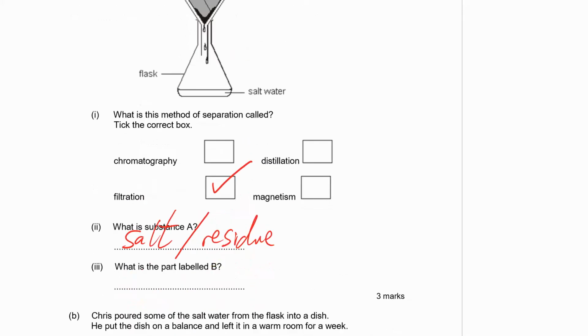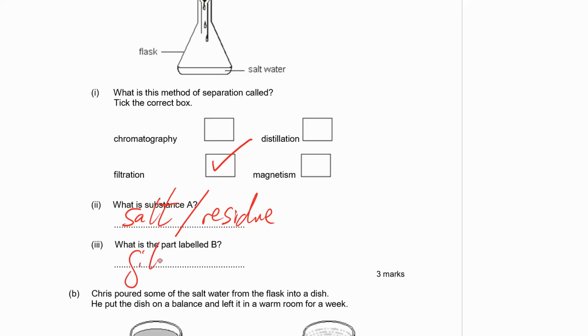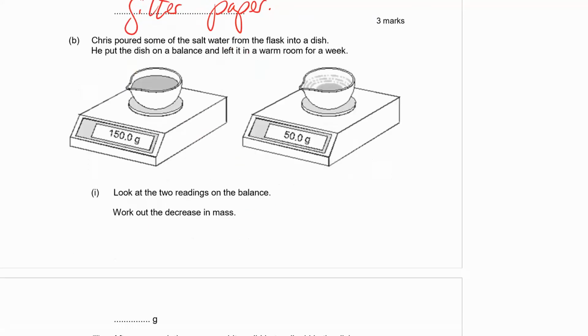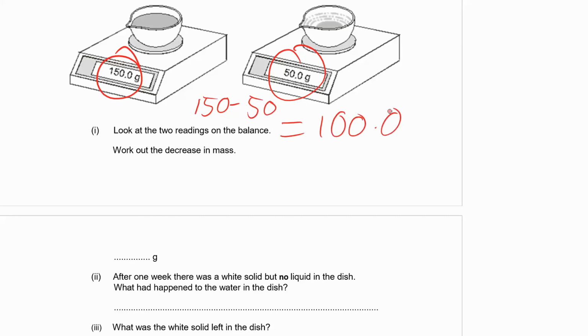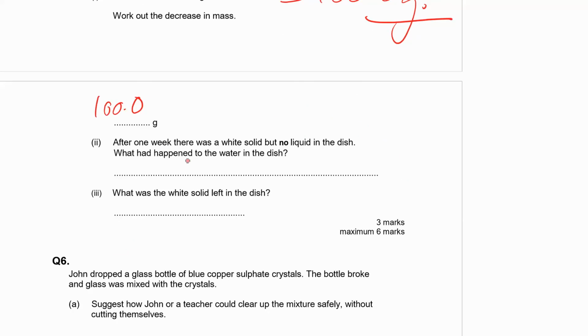What is the part labeled B? And that is the filter paper. Next question, look at the two readings on the balance, work out the decrease in mass. This is 150 and 50, so it's 150 minus 50 equals 100.0 if you were going to be exact, and well done to those people that were. So 100.0 grams.